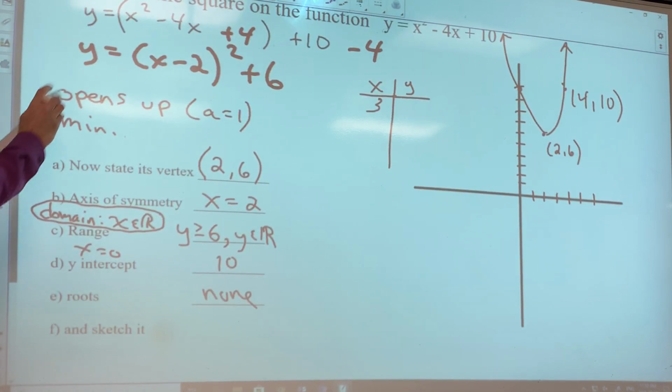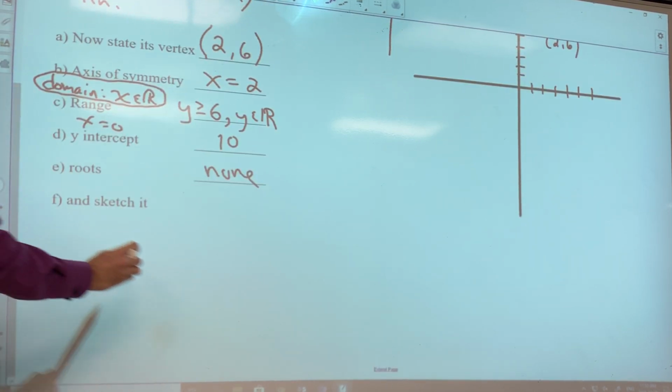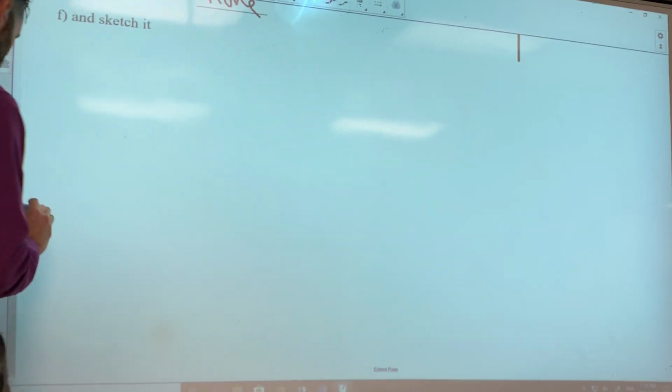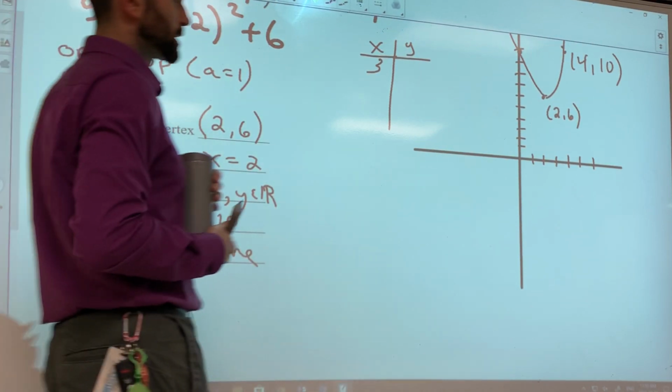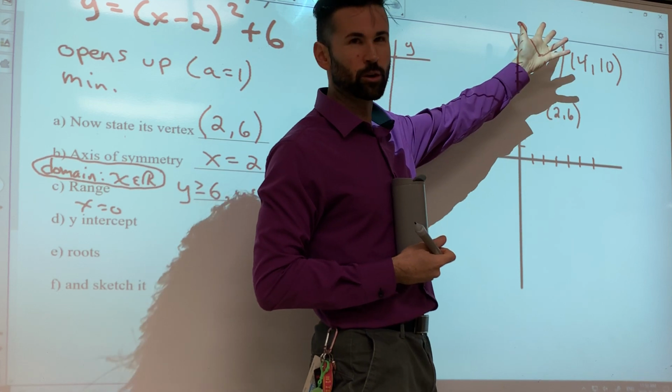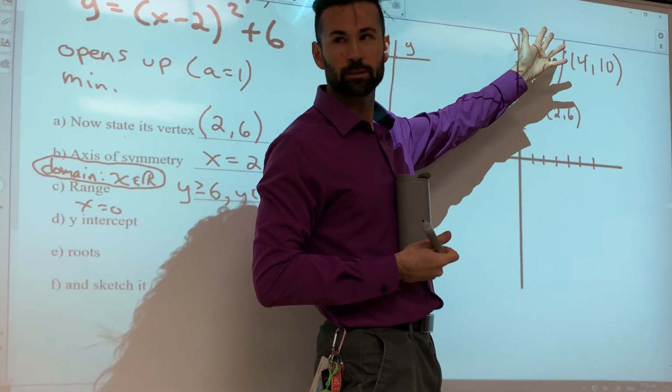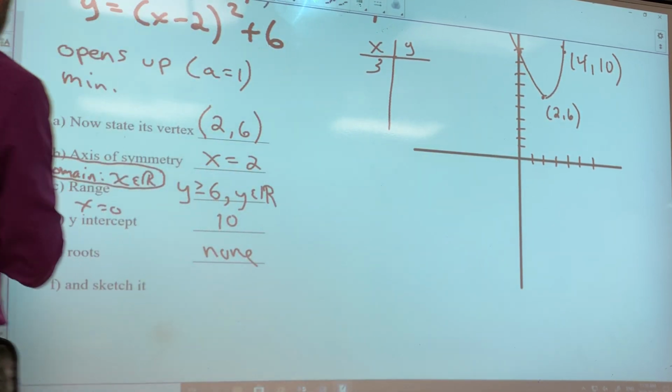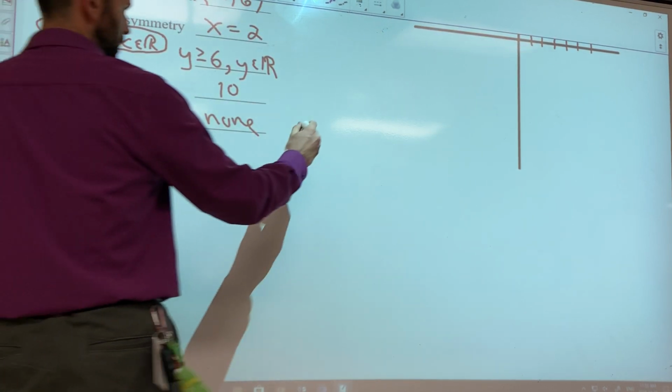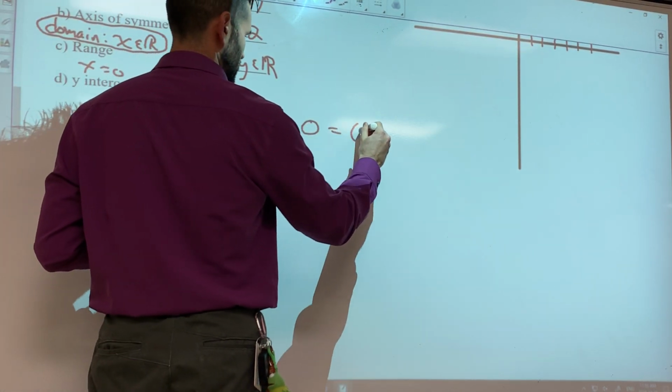So I'm going to really quickly show you when you plug in 0 and you try to solve. I mean, if you know it's opening up and your vertex is here, there's no roots, right? It's obvious there's no roots. It'll never cross the x-axis. But say you didn't start sketching it or you didn't think about it, so you start trying to solve this.